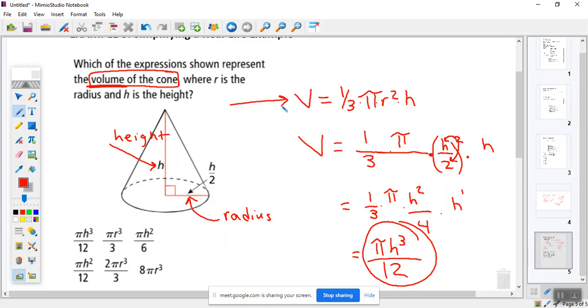Do you see anything over here that matches what we got? Very first one, right? Isn't that a good feeling when you get an answer and then you look over to see the matching ones and there's one that matches?